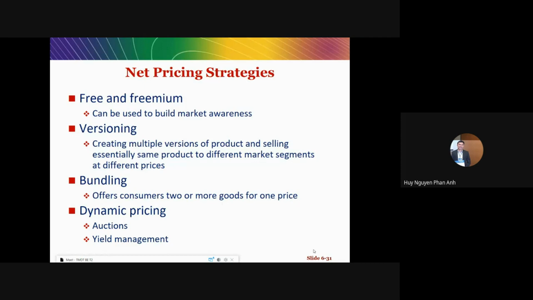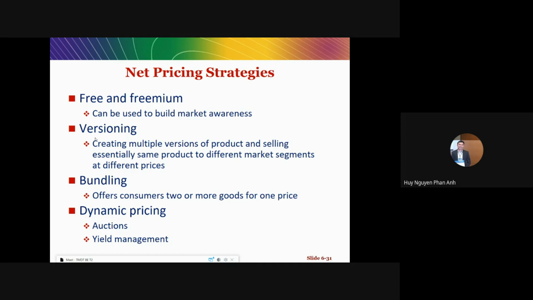For the net pricing strategies, we learned about free and freemium already. So we can build market awareness. It's very effective. Okay, please try this software for free, something like that. Or we can use versioning. We can create multiple versions of a product for selling. You can see the iPhone 13, right? They had several versions, right? iPhone mini, iPhone Pro Max, iPhone Pro something, with different prices.